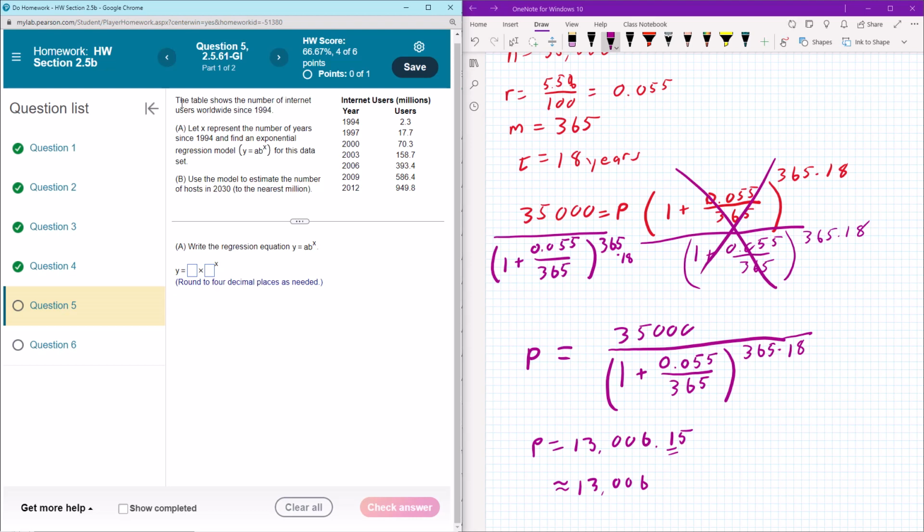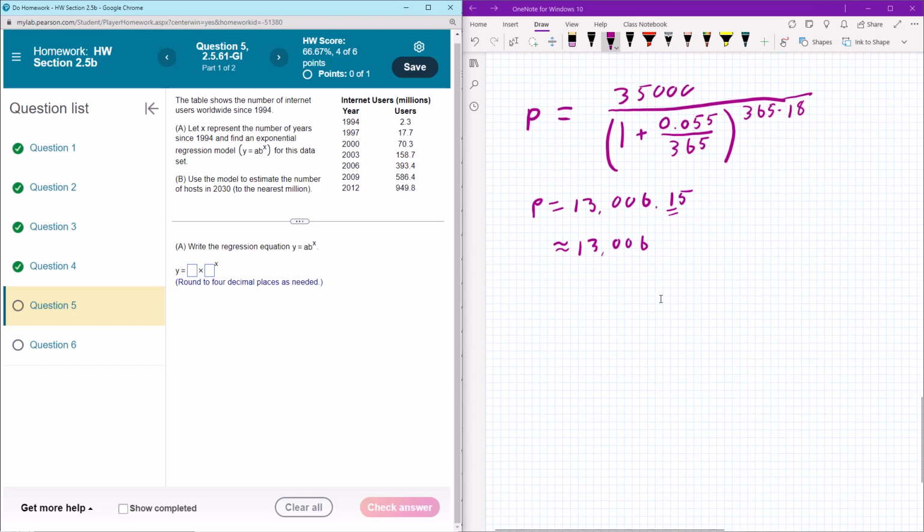So this is what we have. The table shows the number of internet users worldwide since 1994. Let X represent the number of years since 1994 and find an exponential regression model, y equals a b to the x, for this data set. Okay, so what do they mean?